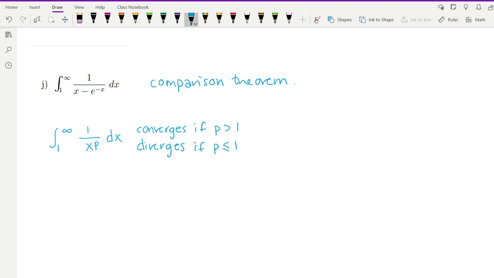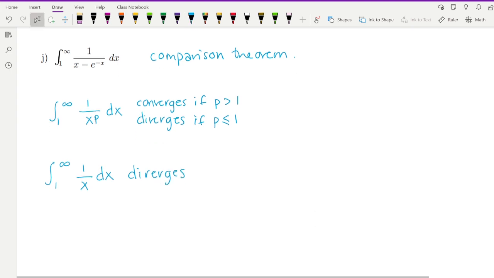And so in this case, if we were trying to see what is the closest we can get to our integral, it would just be 1 over x, right? That's the thing that looks most like this type of integral. And so using the rule that I just wrote down, we know that the integral from 1 to infinity of 1 over x dx diverges.